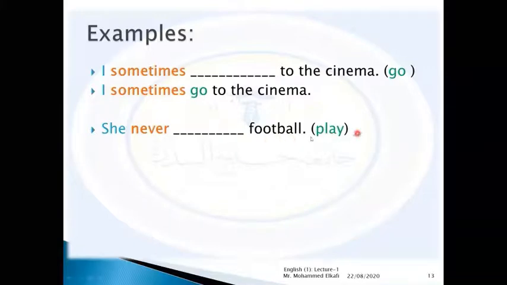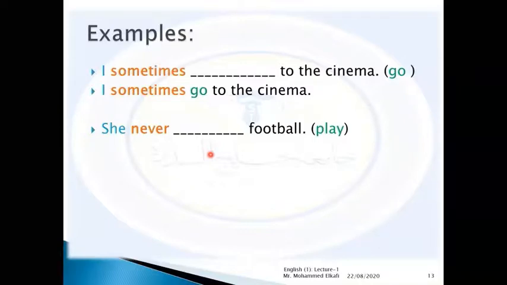She never ... football. And he put what? Play, the verb that should fill this gap. Here first, when we see never, we say yes, never is one of the markers of the present simple tense. And for this reason, we should think of the rule of S. We should add S to the verb in case the subject is he or she or it. In case the subject is I, you, we, they, we should think of the verb without S.